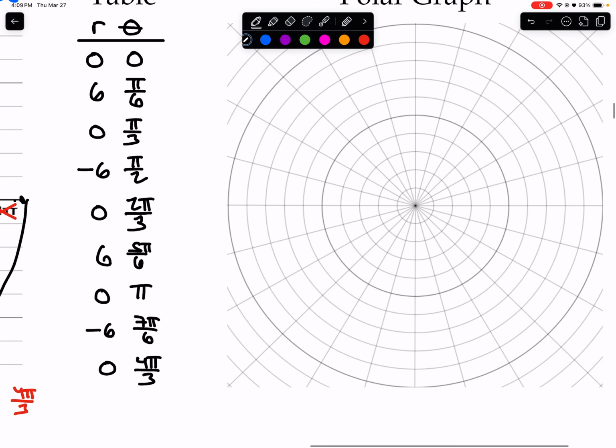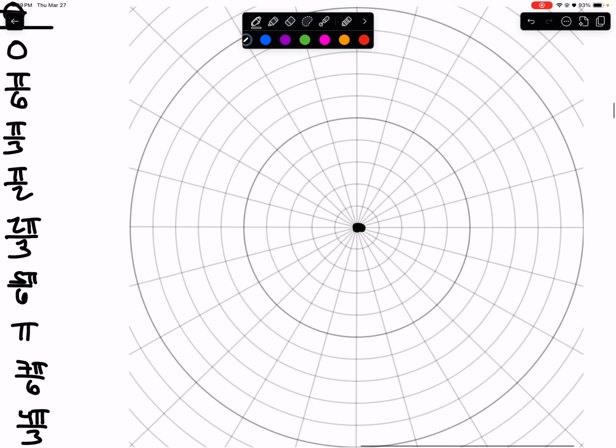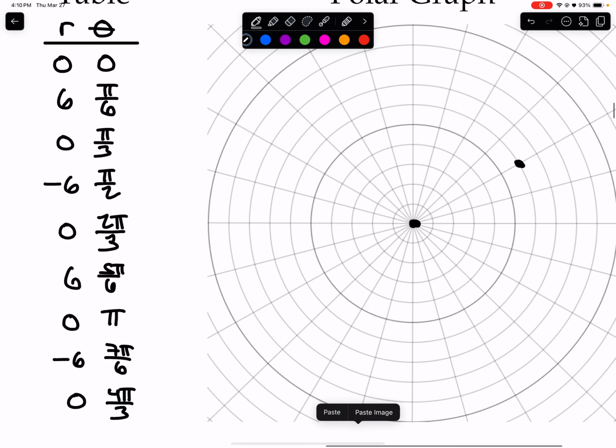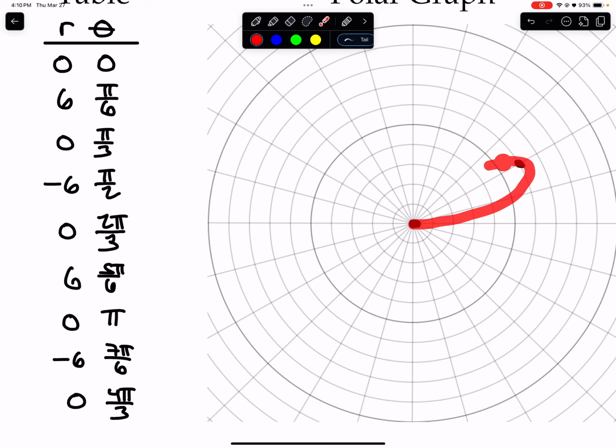So when I do this, we're going to start at the pole and then go 6 in the direction of pi over 6, which puts us over here. And then back to the pole. So we're going to start and do something like this. So that's your first petal. And then I want negative 6 in the direction of pi over 2, which tells us we're actually going to go down towards 3 pi over 2. So as of now, your graph is going to look something like this. And then we're going to come back to the pole.